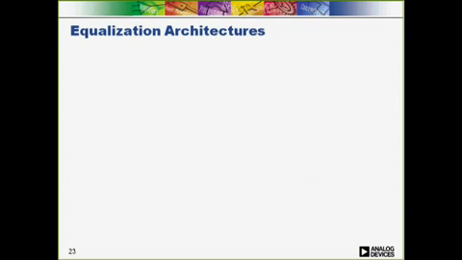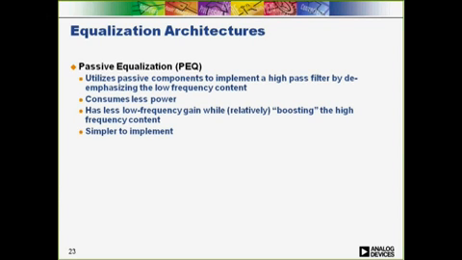There are two basic equalization architectures, passive equalization and active equalization. As the name suggests, passive equalization uses passive components to implement a high-pass transfer function that attenuates the low-frequency signal content. This provides a relative boost to the high-frequency content. Typically, there will be some sort of amplification on the back end, depending on the capability of the sampling circuit. This method is relatively low power and is straightforward to implement.